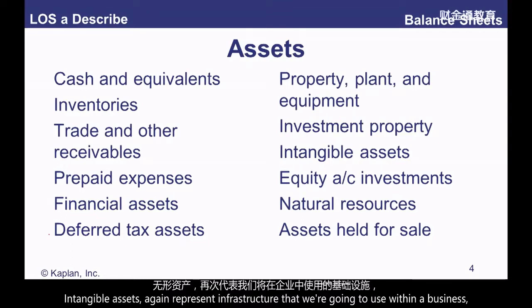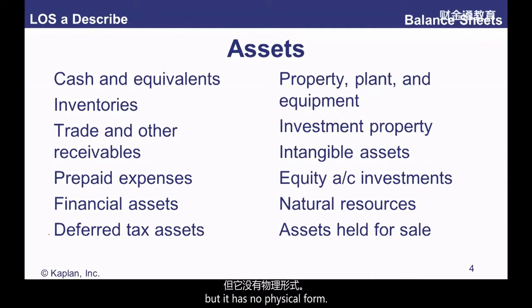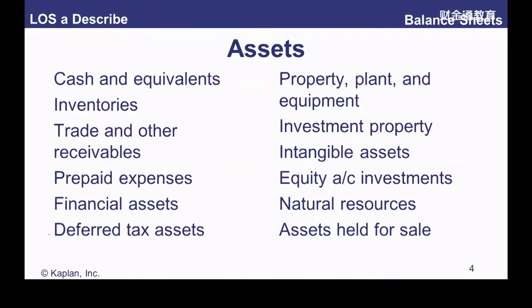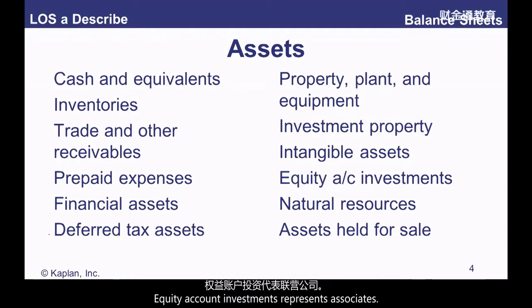Intangible assets, again, represent infrastructure that we're going to use within the business, but it has no physical form. Goodwill being the most common, but we'd also see things like patents, royalty agreements, as well with our intangibles. Equity accounted investments represent associates.